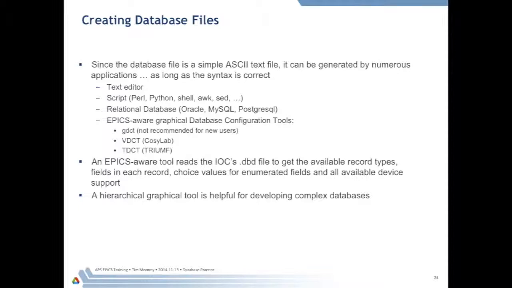The difference is, in these three cases, it's your job to figure out what values are legal. If there's a menu, for example, what are the available choices for that menu? And so you might look at the record reference manual, or you might look at the DBD file and see what are legal values. If you're using the database configuration tool, it will do that for you. And it will do that by looking at the DBD file, as I mentioned earlier. And VDCT, I don't know about TDCT, but VDCT is actually hierarchical. It can develop very complex databases.